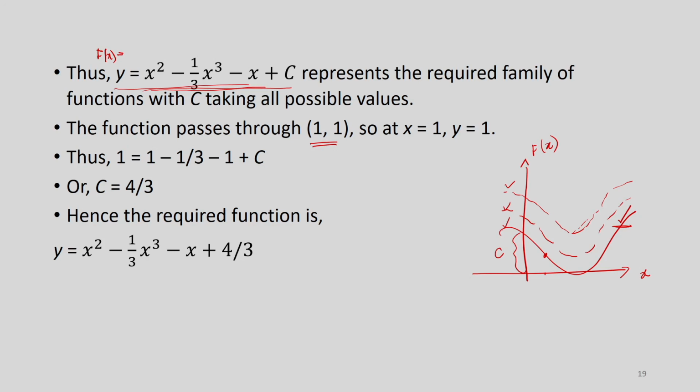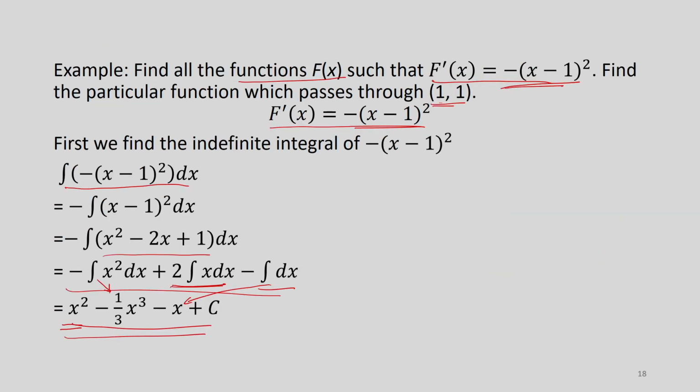This particular function that we are after passes through this point 1 1. So, therefore, on the left hand side you are going to get 1 if you put x is equal to 1. So, this is the equation you will get, and therefore, I get C is equal to 4 divided by 3 after simplifying, and I put this 4 divided by 3 here, and I get this particular function. y is equal to x square minus 1 divided by 3 x cube minus x plus 4 divided by 3. So, this is the required form.